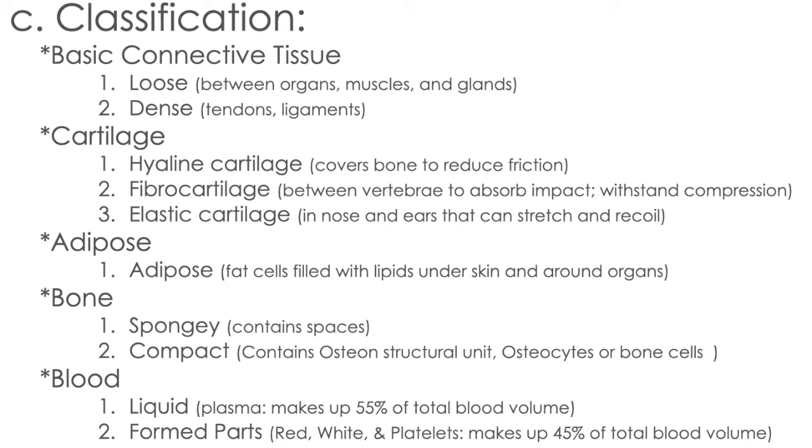Then we have blood, which consists of two parts. You have the liquid and the solid form parts. The liquid part is called plasma, and this makes up 55% of the total blood volume. And we can actually separate the plasma from the form parts, which are the red blood cells, white blood cells, and platelets. We can do that by taking your blood and putting it in a centrifuge. Now, a centrifuge will spin around real fast and it will actually separate those parts.